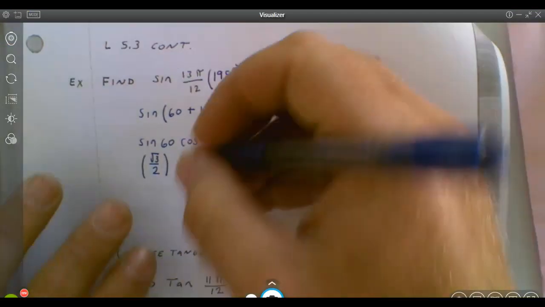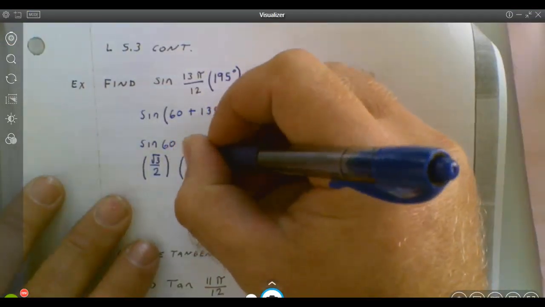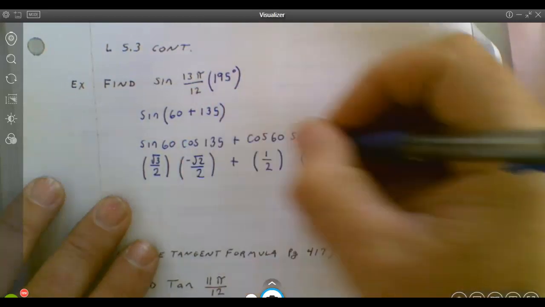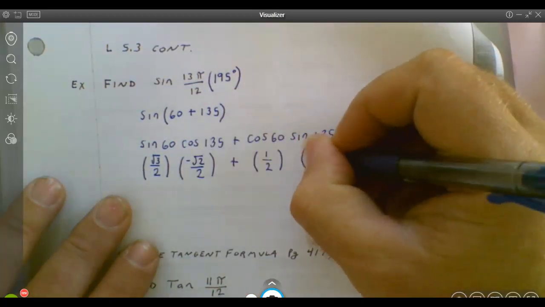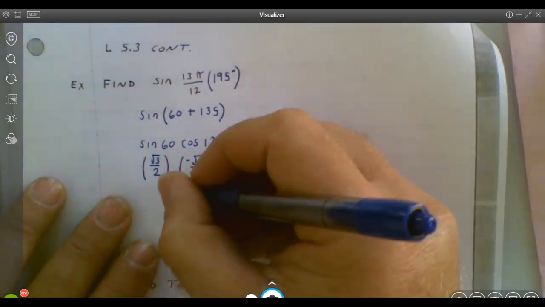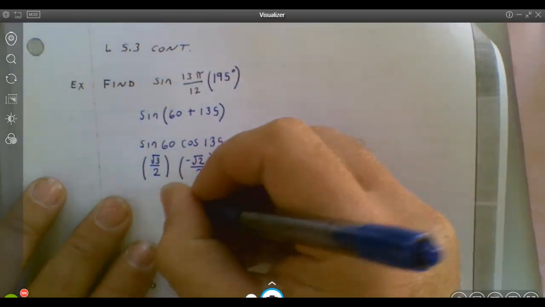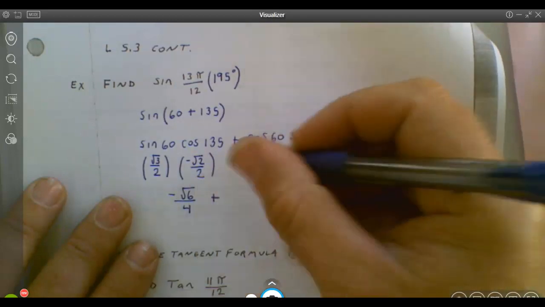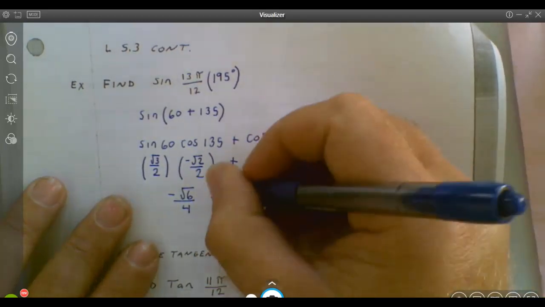All right, so I know my cosine was negative rad 2 over 2. This was positive rad 2 over 2. And so now we can simplify these. I got a negative rad 6 over 4. Keep the sign in the middle. Over here I'm looking at rad 2 over 4.